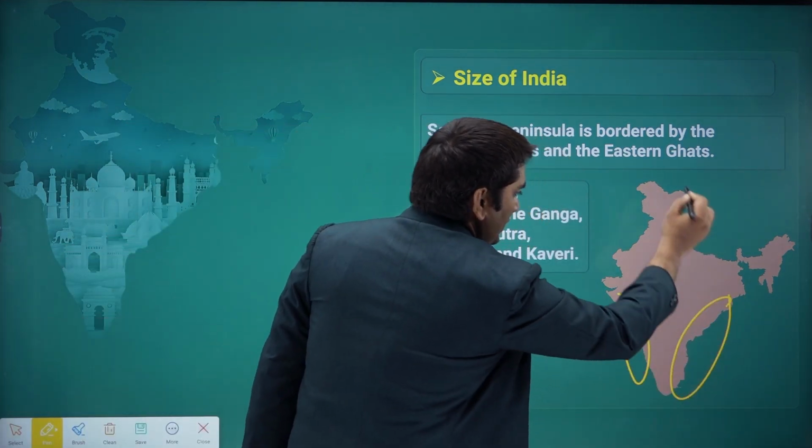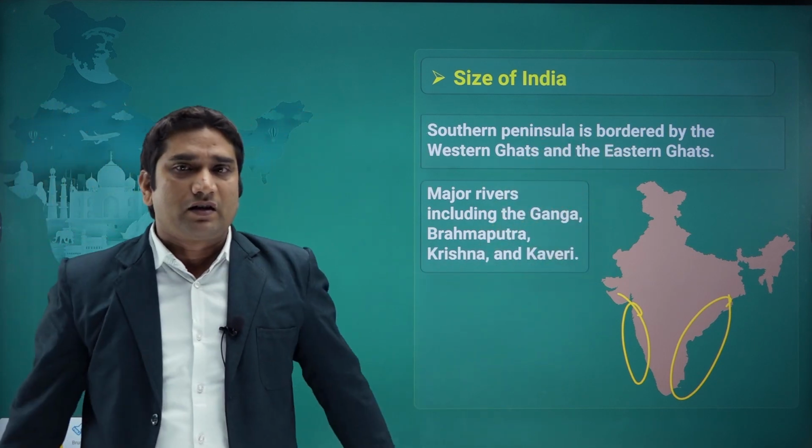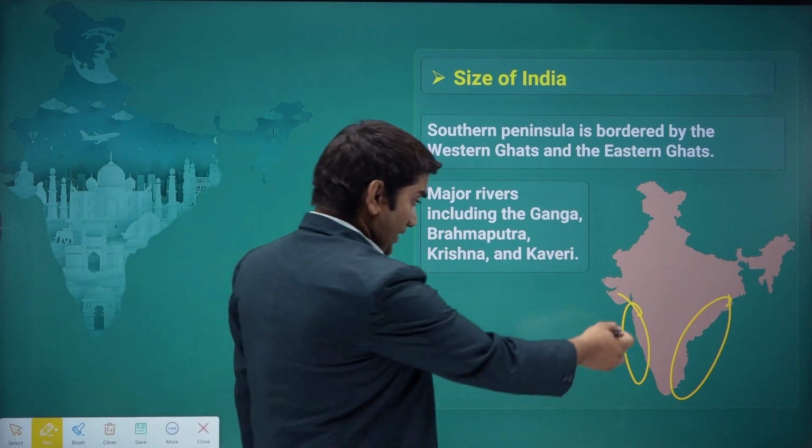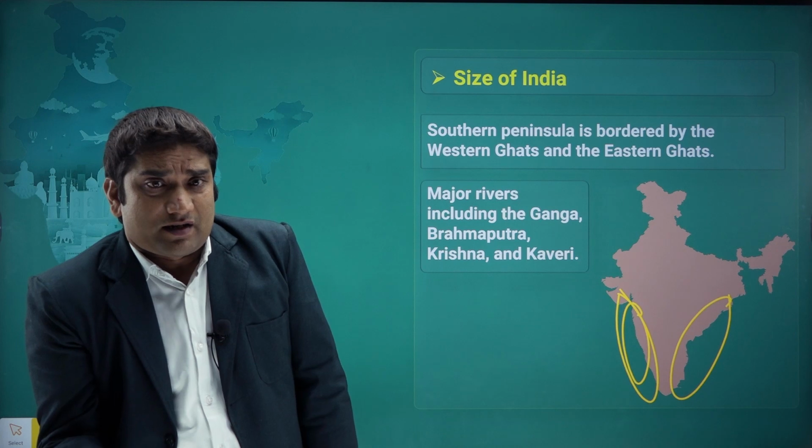Then the southern peninsula is bordered by the Western Ghats, and then we have the Eastern Ghats. So the southern peninsula is bordered by the Western Ghats and the Eastern Ghats. You can say the elevation of the Western Ghats is higher than the Eastern Ghats.